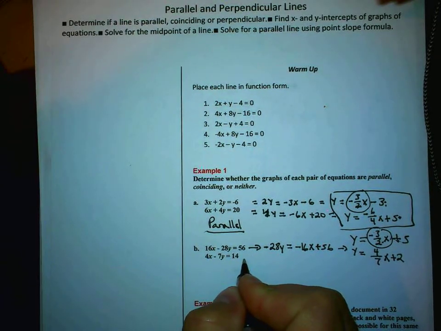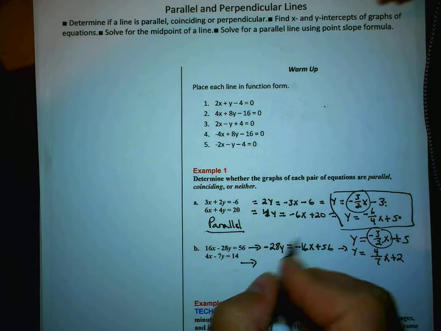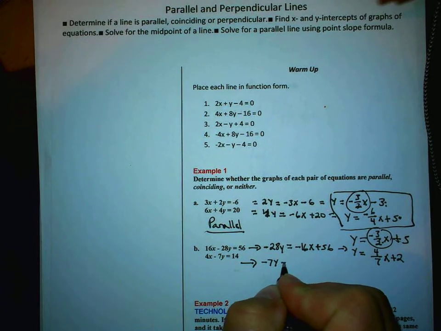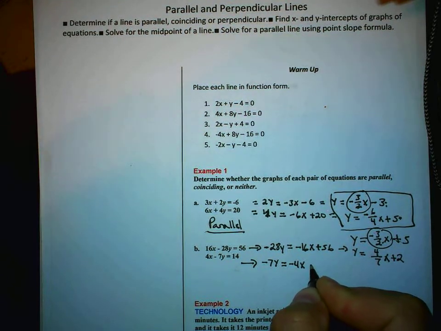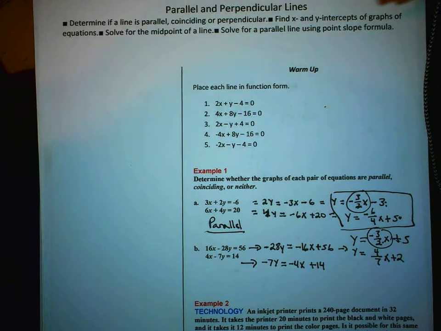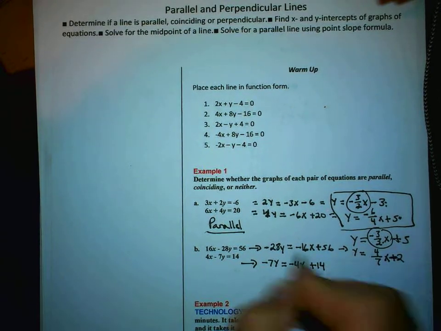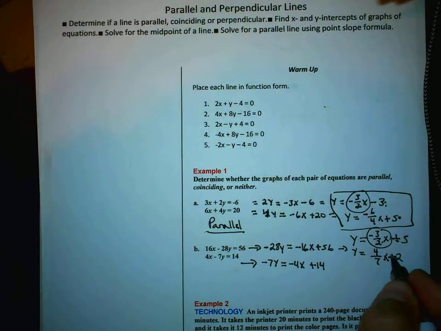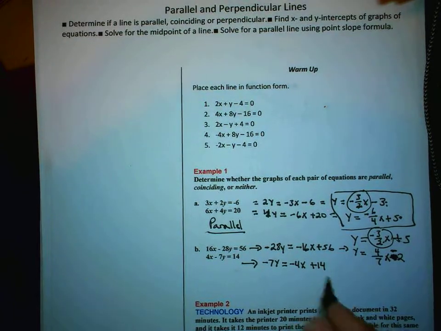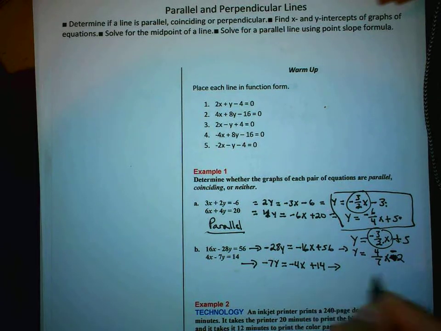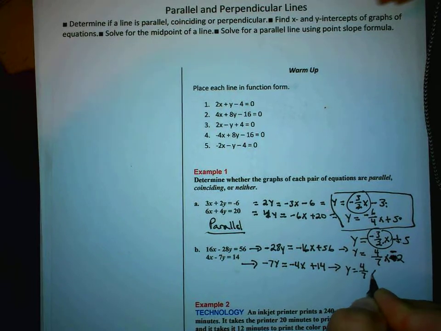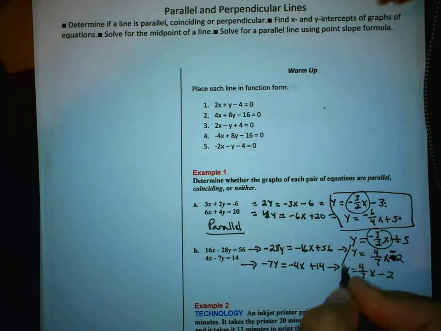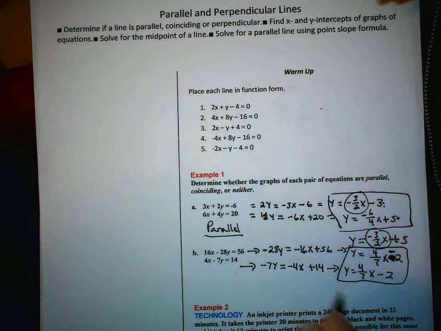Working on the next one. Move my 4x over first, so negative 7y equals negative 4x plus 14. I don't know why I had it plus 2 over here. It should be minus 2 because I get divided by a negative. So, minus 2 right there. Plus 14, divide by negative 7, and I get y equals 4/7 x minus 2. Everything about these lines is the same. If everything about the two lines is the same, we call it coinciding.